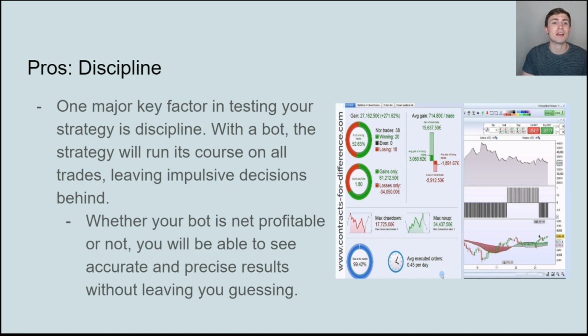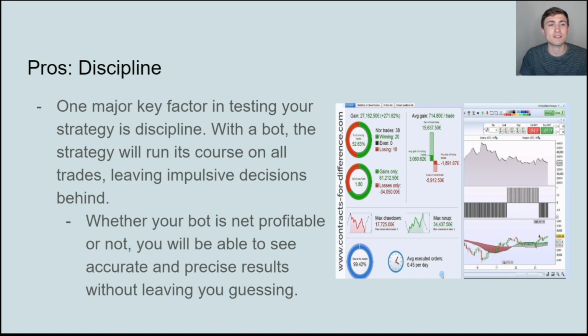It's important to have discipline in your trading, and with a bot, the strategy will run its course on all trades, leaving impulsive decisions behind. Right? Again, going back to that emotions thing, sometimes people mess up their trades purely based on their emotions or because they don't have discipline. Well, a bot does what you tell it to do no matter what, right? It doesn't have any sort of opinions, it doesn't have emotions, right? So it's going to do exactly what you tell it to do.